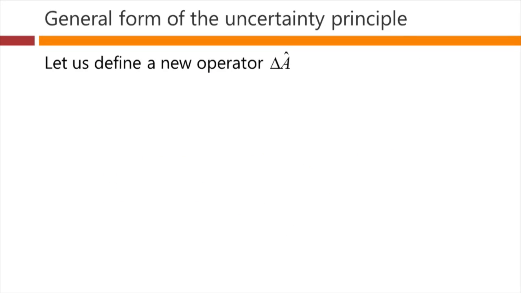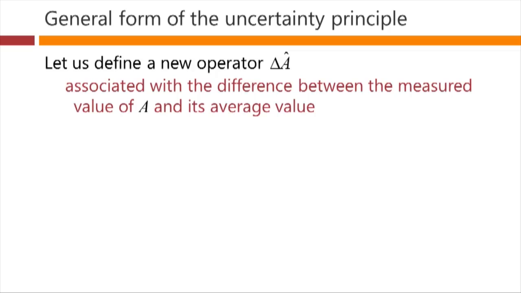So let's define a new operator that we're going to call delta A. So this is a mathematical operator. It's related to the operator we had for A. And we're going to have this operator associated with the difference between the measured value of A in any particular experiment and its average value. So that is this new operator we're going to define: delta A as just the operator A minus the average value.